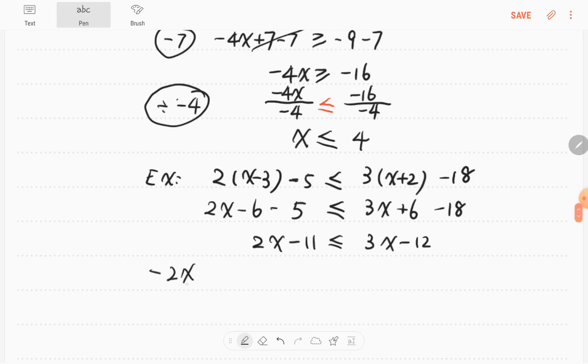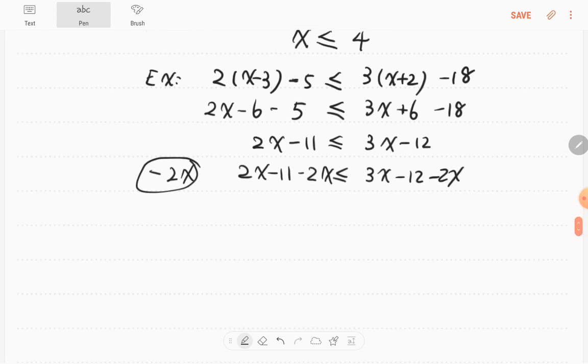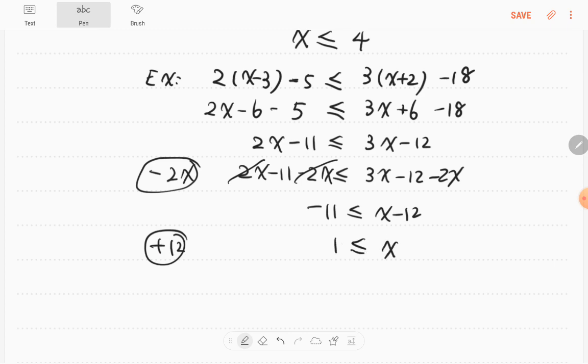So minus 2x. Doing that, we realize, then we plus 12 for both sides. We will get 1 is less than or equal to x. Of course, we prefer to put x on the left side, so we will switch this into x is greater than or equal to 1.